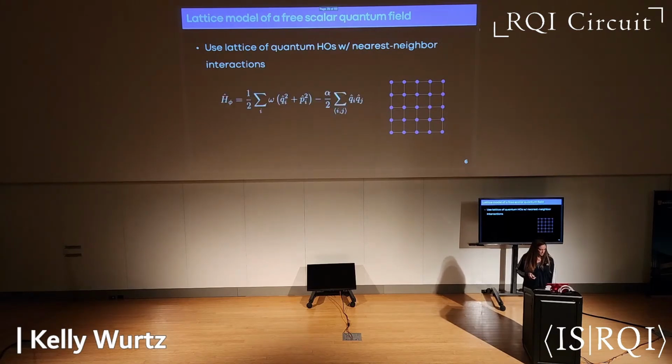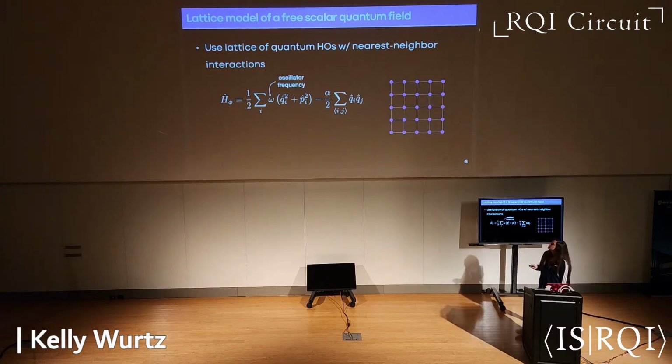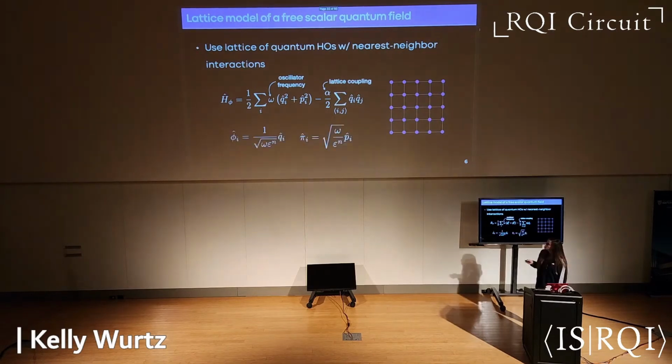So this lattice has the following Hamiltonian, where omega is the free frequency of each of the oscillators. Alpha is the coupling between lattice sites. We can see we're coupling just the position degrees of freedom; this represents summing over nearest neighbors here. And then Q and P are the position and momentum quadratures of each lattice site. And those are related to the discretized versions of your standard field operators, amplitude and momentum, in the following way, where epsilon is the UV cutoff and n is the number of spatial dimensions.